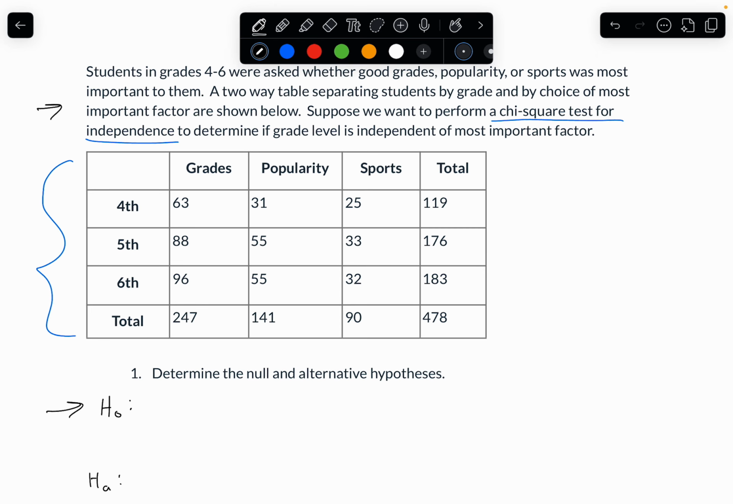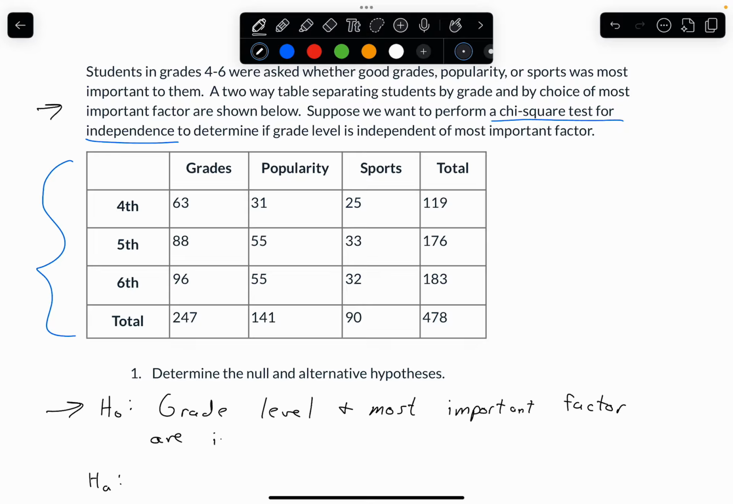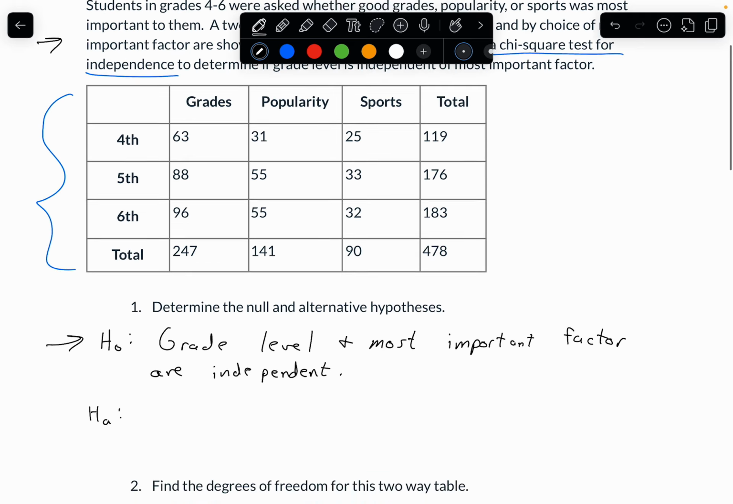So if I'm going to talk about these, I would say for H naught, we're talking about grade level and most important factor. So H naught we'll say is grade level and most important factor are independent. And at that point, that's all I need to write. I can write that these two variables are independent.